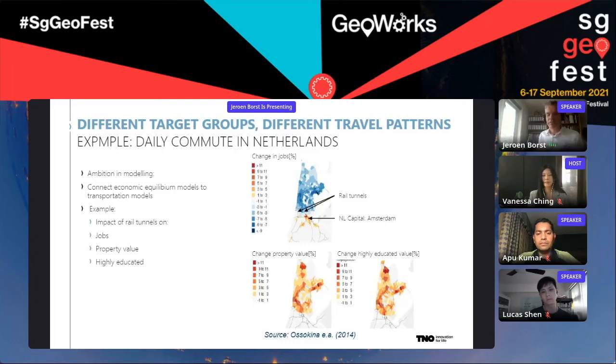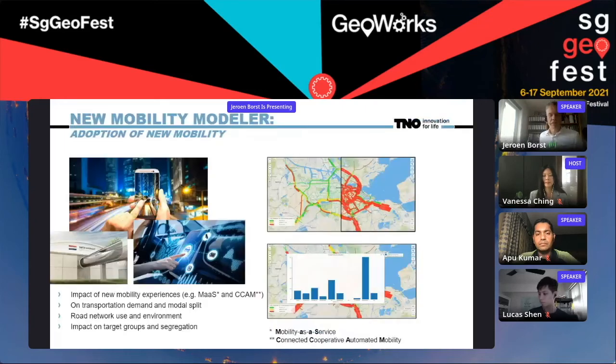And we say it's a very important next step in our modeling. That's why we now cooperate with the Free University of Amsterdam to get these types of economic equilibrium models attached to the transportation models that we already have in our digital twins. And that is important because, as I showed on the first slide, there is a lot changing in mobility.